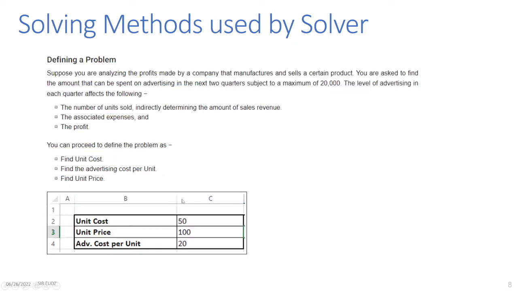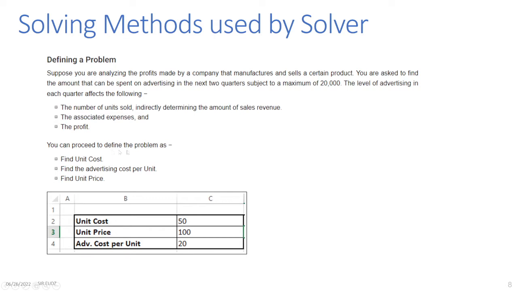Defining a problem. Suppose you are analyzing the profits made by a company that manufactures and sells a certain product. You are asked to find the amount that can be spent on advertising in the next 2 quarters, subject to a maximum of 20,000. The level of advertising in each quarter affects the following: the number of units sold, indirectly determining the amount of sales revenue, the associated expenses, and the profit.